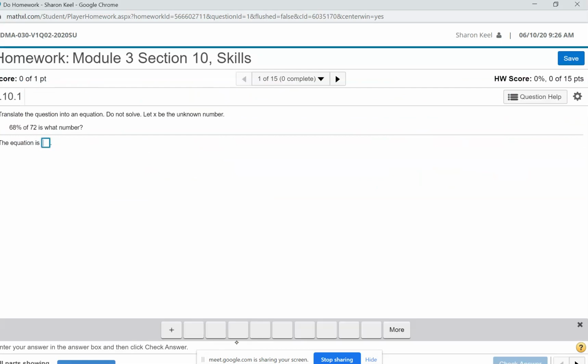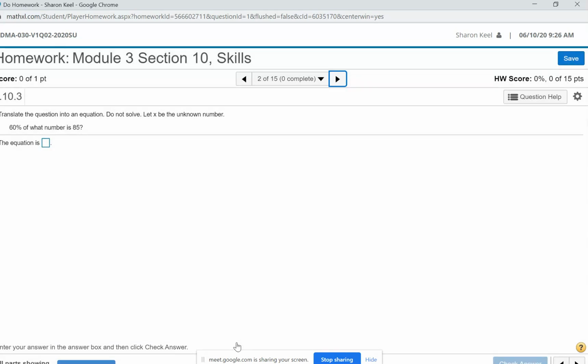So that's what they would want you to be writing here is your six, and they're asking you to use X to be the unknown number. So you would type in your 68 times 72 equals X. Okay, let's look at the next one.